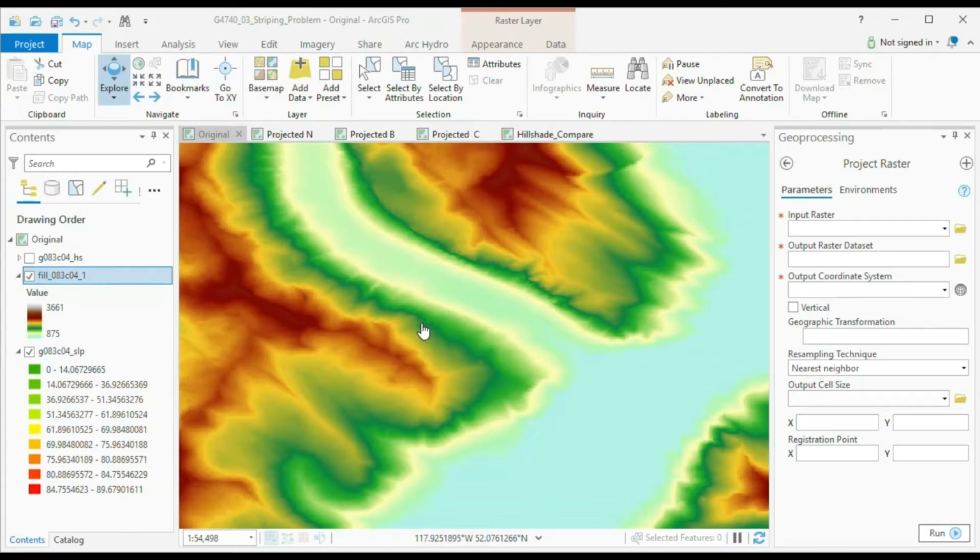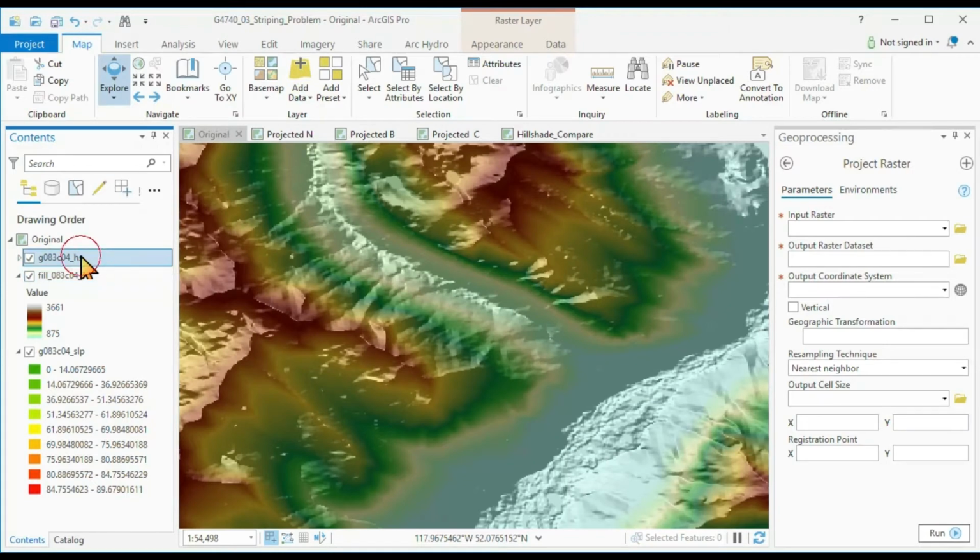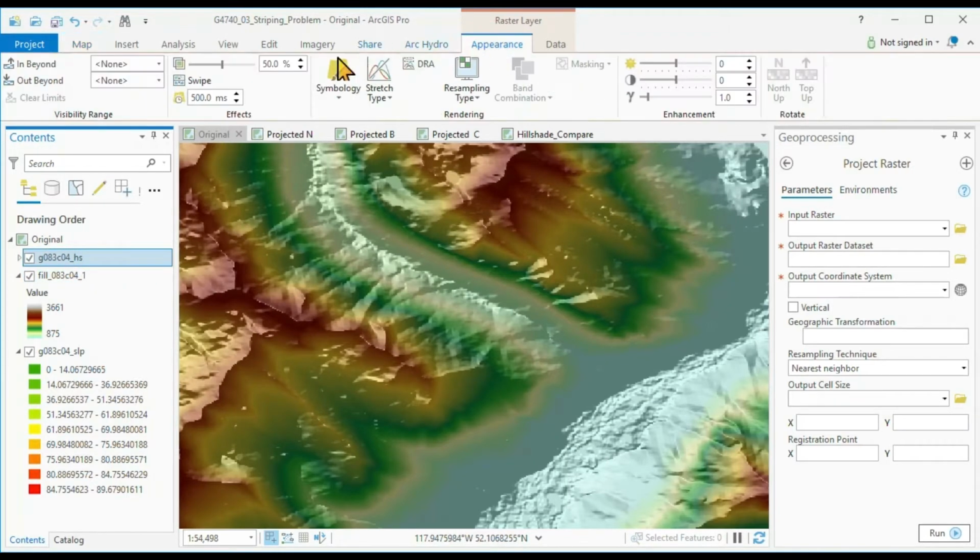Let's take a look. When we turn the hillshade on, which is already set to a transparency of 50%, we see that most of the area is very darkly shaded, so never sees the light. That is something that seems to be unrealistic for this part of the Rocky Mountains.